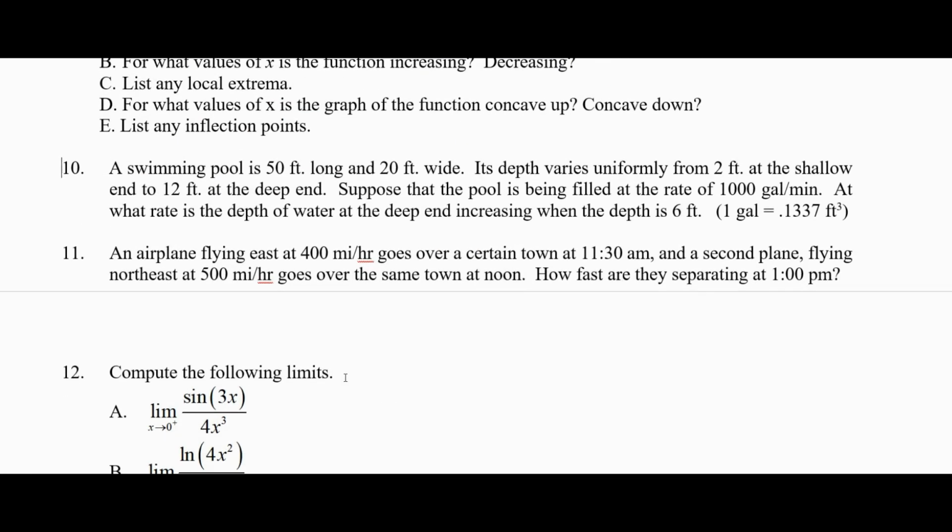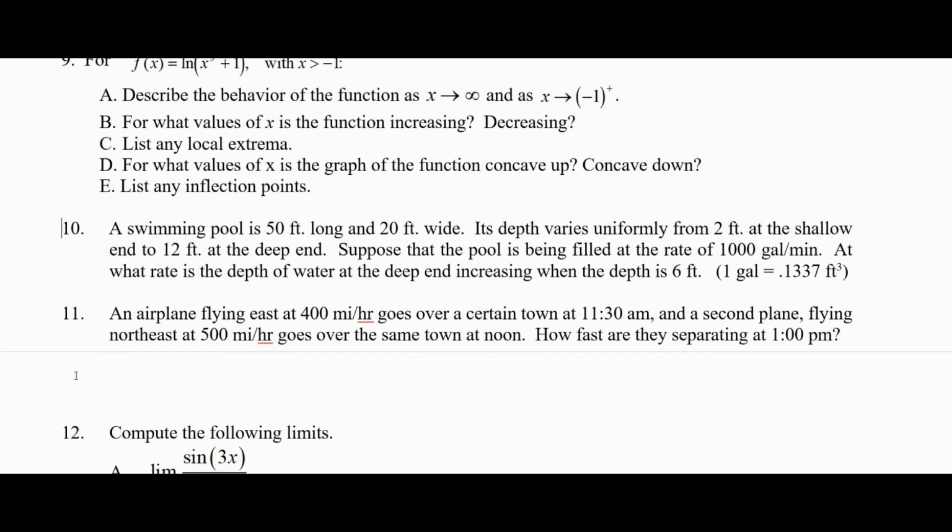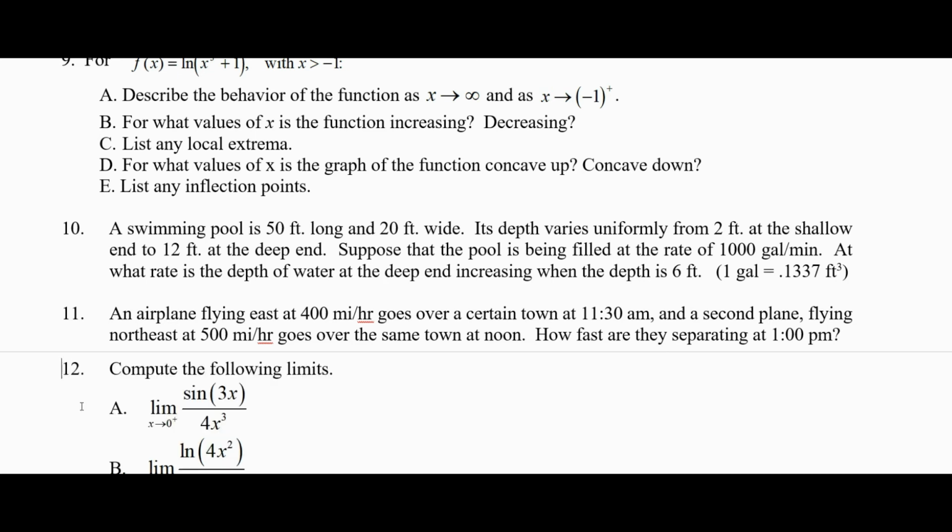Number 10. A swimming pool is 50 feet long and 20 feet wide. Its depth varies uniformly from 2 feet at the shallow end to 12 feet at the deep end. Suppose that the pool is being filled at a rate of 1,000 gallons per minute. At what rate is the depth of the water at the deep end increasing when the depth is 6 feet? And you may need this conversion factor that 1 gallon is approximately 0.1337 cubic feet.